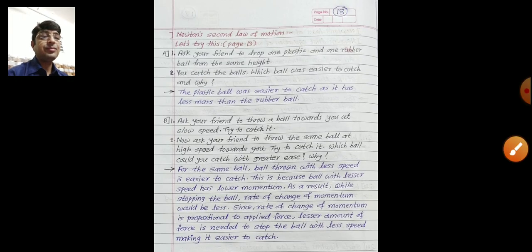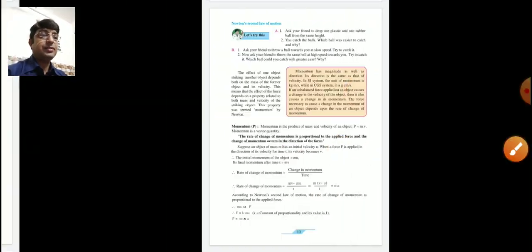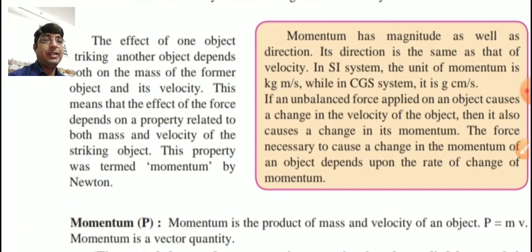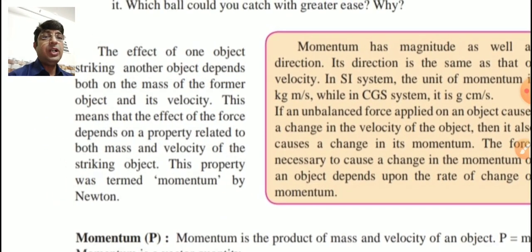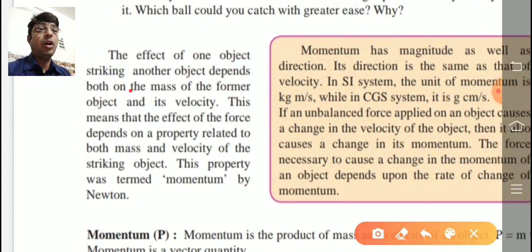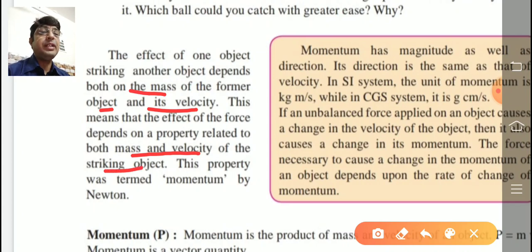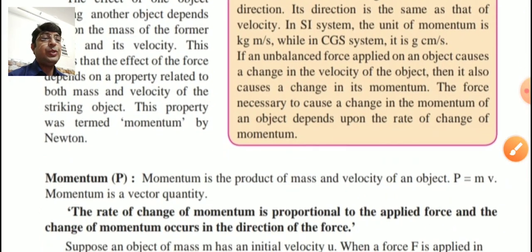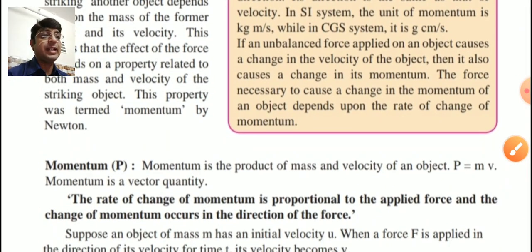See the explanation on that page. The effect of one object striking another object depends both on the mass of the former object and its velocity. This means that the effect of the force depends on a property related to the mass and velocity of the striking object. This property is termed momentum by Newton. So define momentum: the question is asked, and write down its formula.